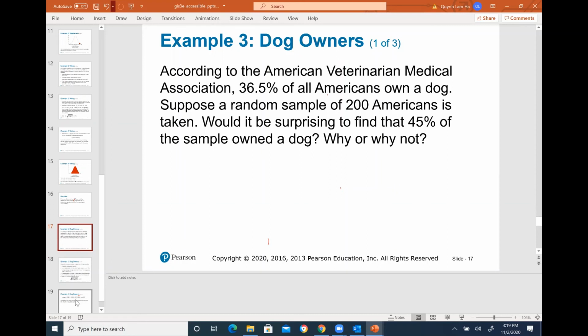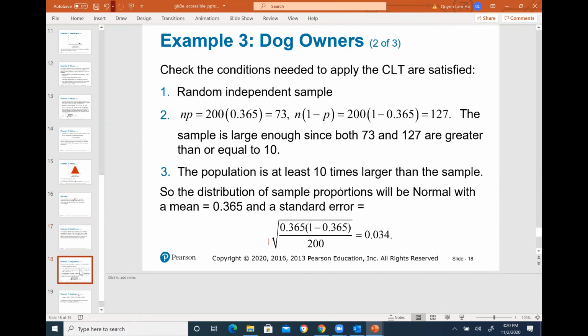According to the American Veterinary Medical Association, 36.5% of Americans own a dog. Suppose a random sample. All the time you see the word random right there, we're talking about this type of question. You find SE, you figure out probability, like that. And for this one, we're doing the same things, the same steps. We check for the central limit theorem, and we find the standard error like this.